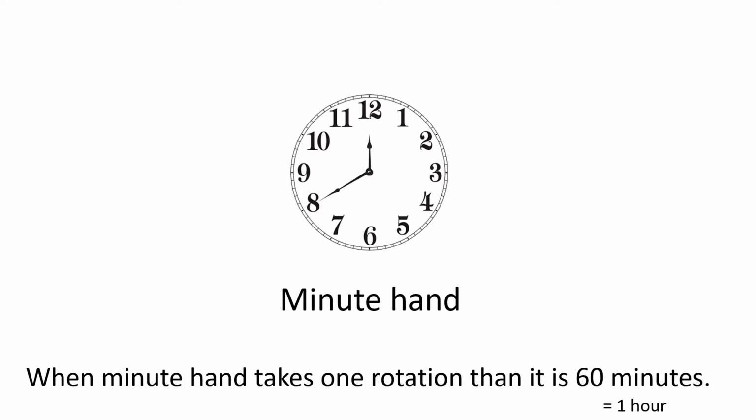If you look carefully, there are many small divisions between the numbers of the clock. There are 5 equal divisions between any two numbers. The total number of such equal divisions in the clock is 60. Each division represents a minute. One full circle of the clock travels 60 minutes, that is 1 hour.